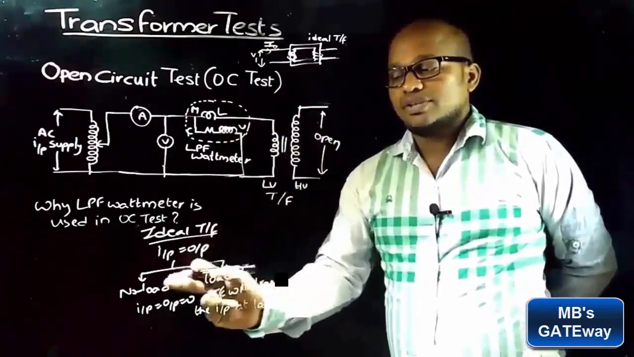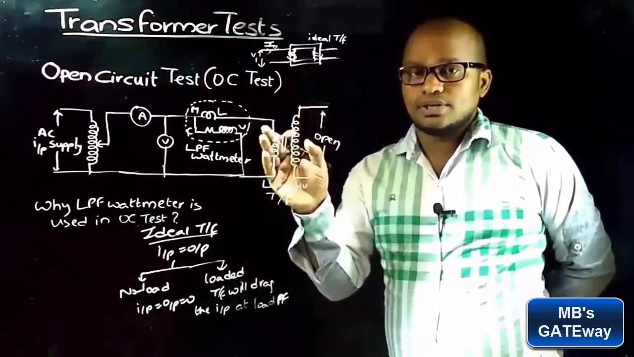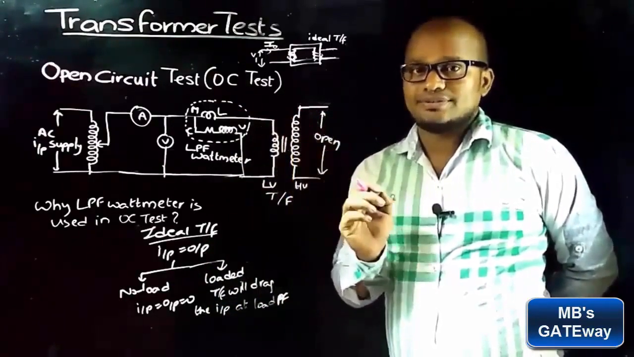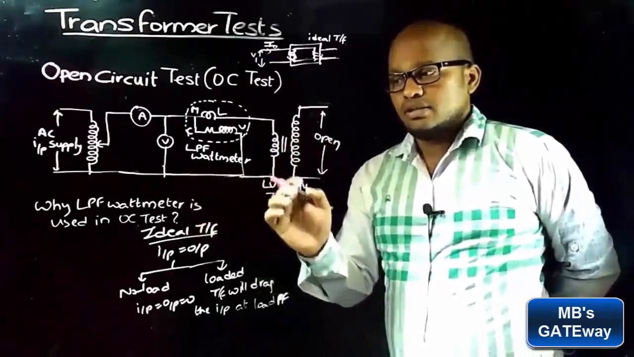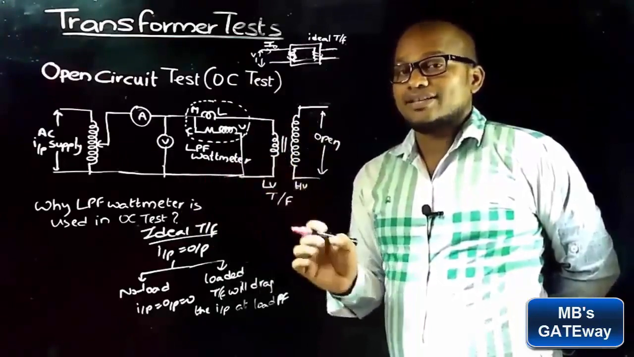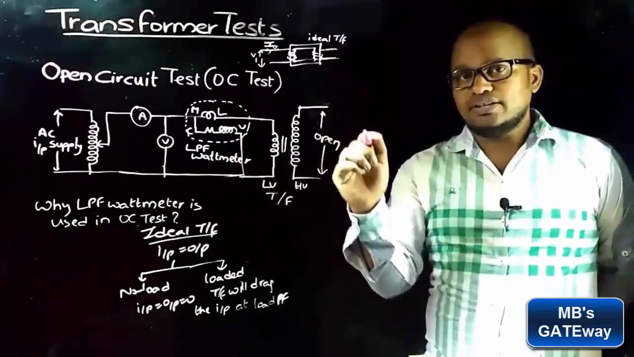These 2 points are very important to understand why LPF type of wattmeter is to be used in open circuit test and why UPF type of wattmeter is to be used in short circuit test. And here the question is why LPF wattmeter is to be used in open circuit test, and the answer lies in phasor diagram. Let's draw the phasor diagram for no load ideal transformer.